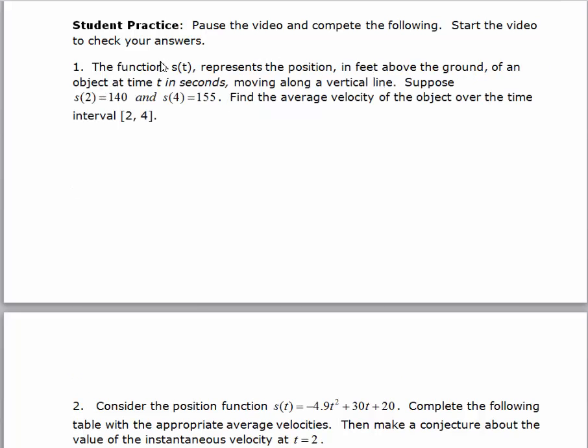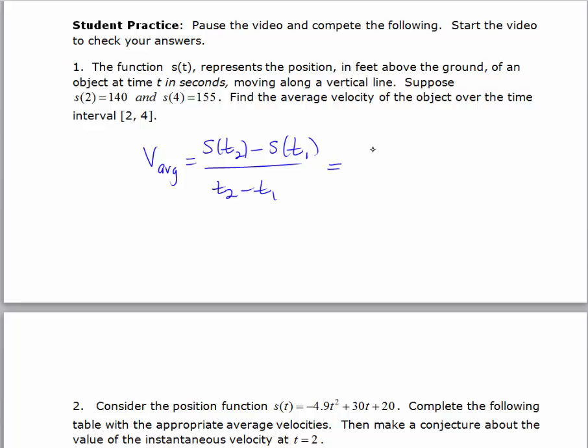Alright, for practice problem 1, the function s of t represents the position in feet above the ground of an object at time t in seconds moving along a vertical line. Suppose s of 2 equals 140 and s of 4 equals 155. Find the average velocity of the object over the time interval [2, 4]. So we'll start by writing down the formula for average velocity. Now we'll fill in the values.